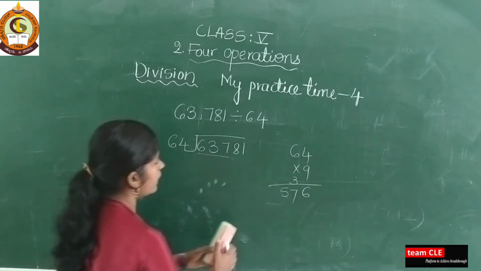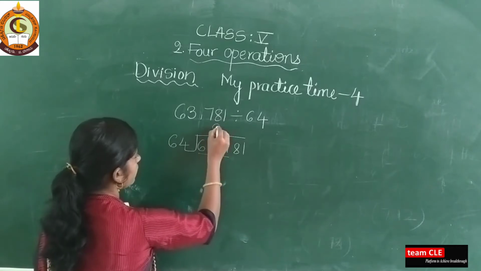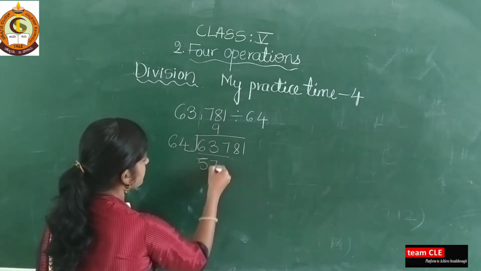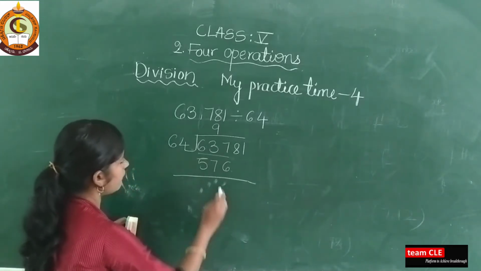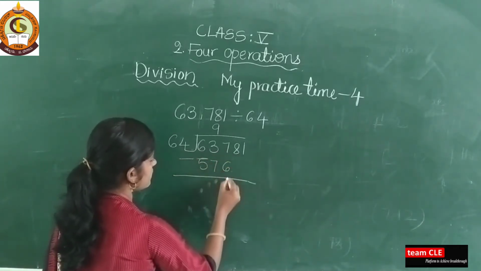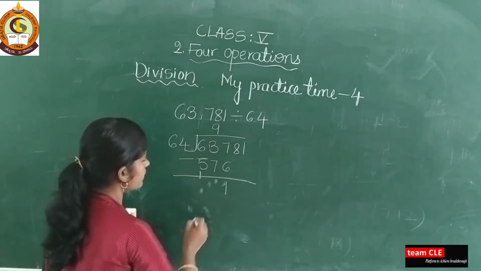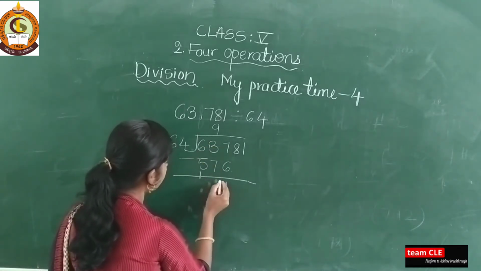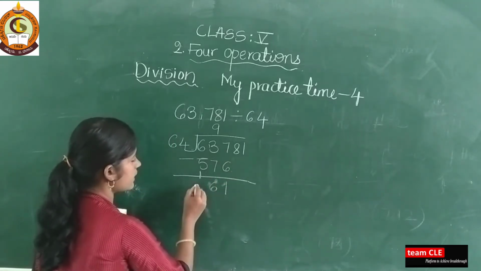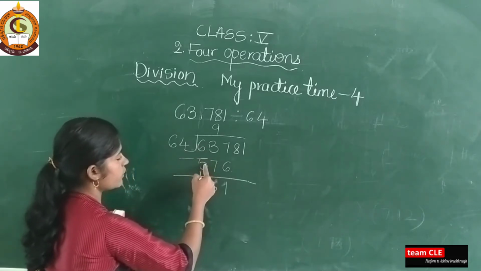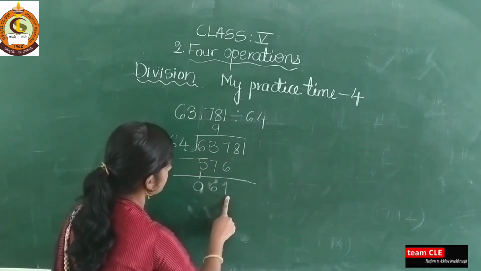So I will take here 64 nines are 576. Okay, then subtract here. 7 minus 6 is 1. Again take carry, this becomes 13. 13 minus 7 is 6. Okay, next 6 minus 5 is 1. 1 minus 1 is 0. Next here I got 61 as a quotient.